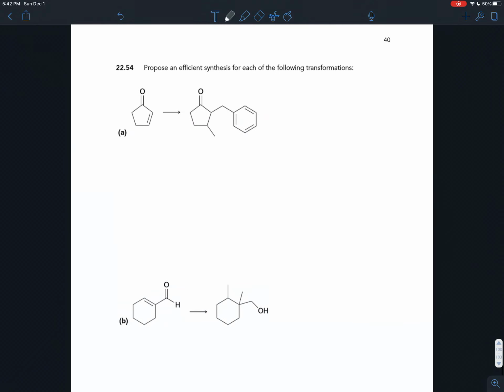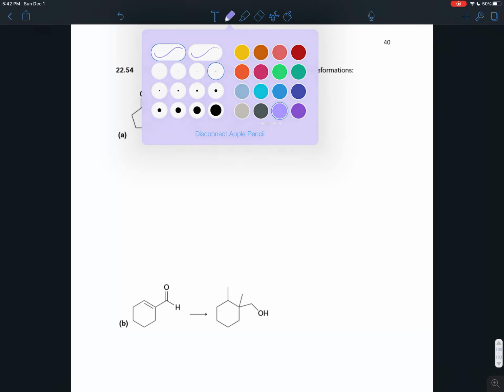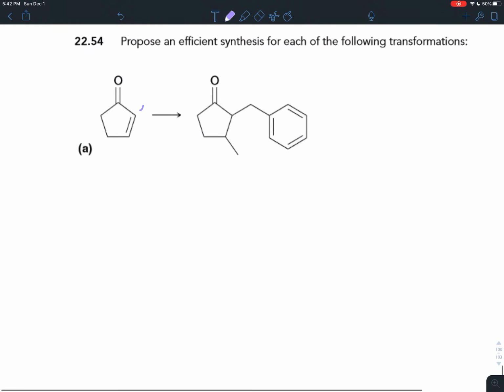Okay, so let's apply that idea to the molecules in exercise 22.54. We see that we have an alpha-beta unsaturated ketone.